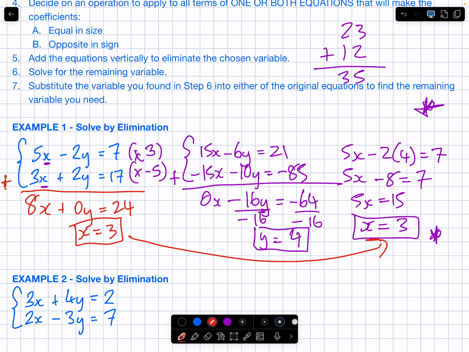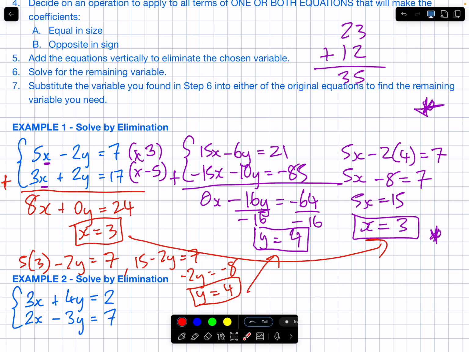And if I substituted that x into anything, let's substitute it into the top one. 5 lots of 3, take 2y is equal to 7. 15, take 2y equals 7. Opposite of positive 15. Negative 15. What's 7 take 15? Yeah. Negative 2y is equal to negative 8. Y is going to be 4. Same thing. Okay?